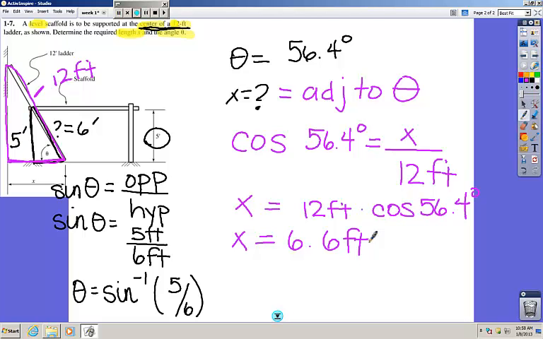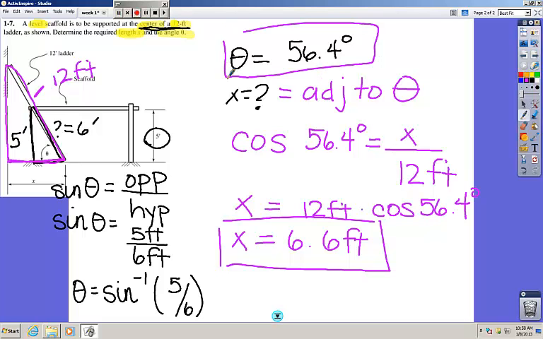feet. Now you need to ask yourself, does that make sense? Well, definitely that side should be less than 12 feet, okay? And so that's at least a reasonable answer.